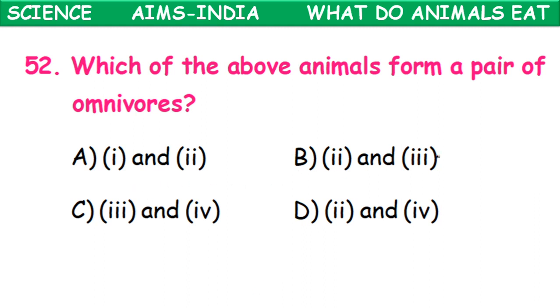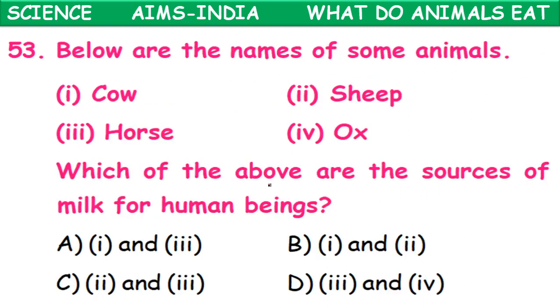Which of the above animals form a pair of omnivores? So here let us take some omnivore examples and wind up this question. Crow, a bear, and human are considered as omnivores. So here no options. Let us go to the next question.